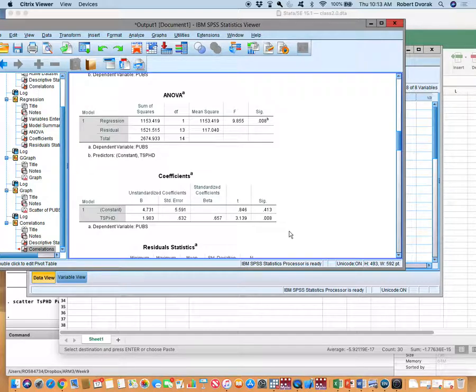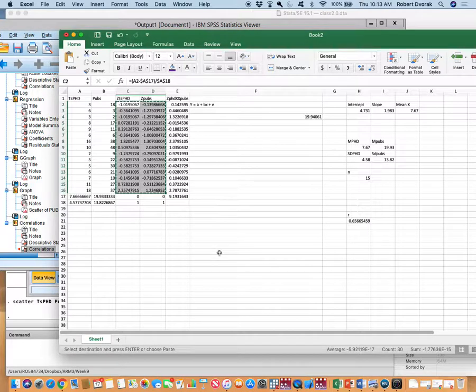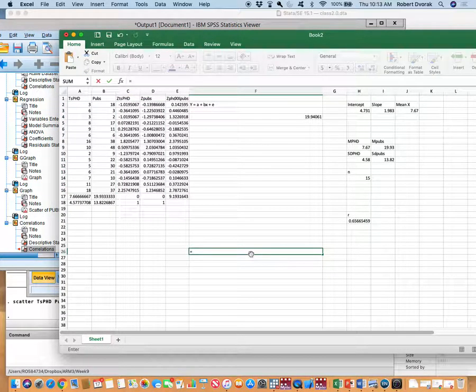And so, what is that? I was going to make you guys do it, but I'll just do it. Equals 4.73 plus 8.7 times, what was our slope? 1.983. That gives 21.98. So that is what you should be.